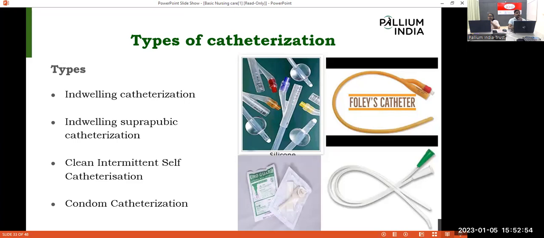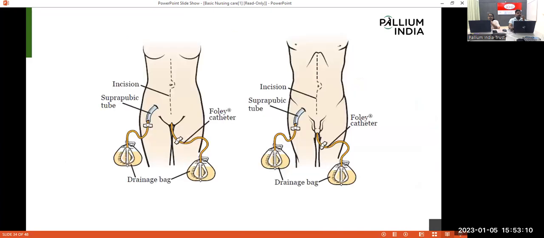Then condom catheterization, urocondom. This is a type of catheterization. It's seen like a condom. At the tip, an outlet is there. Through that outlet, we can connect the urobag connection tube also. This is the picture for the suprapubic catheterization and the indwelling type of Foley's catheterization.